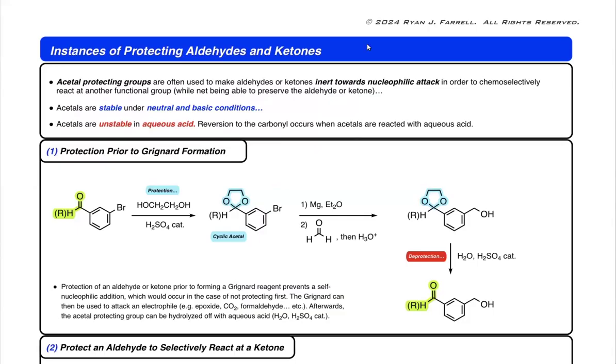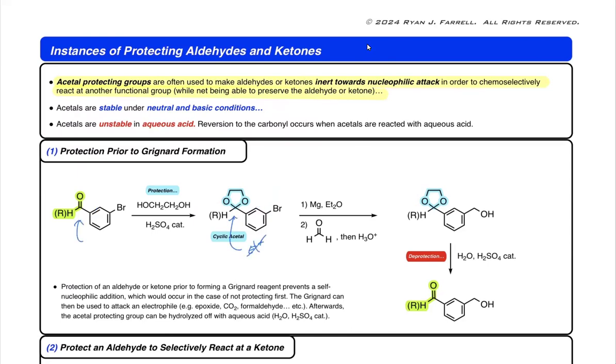All right, everyone, in this video, we are going to discuss when we need to protect an aldehyde or ketone. Now, acetal functional groups can be used to protect aldehydes and ketones. That is to say, when we generate an acetal, we essentially make the aldehyde or ketone inert towards being reacted. So if I were to take this aldehyde and turn it into an acetal, that carbon of the acetal is no longer an electrophilic carbon.